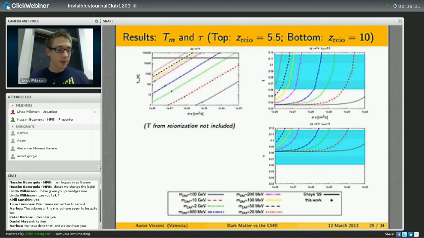So what are the results for the matter temperature? On the left, you can see for various masses, which are illustrated in the legend down here, the effect of increasing the annihilation cross-section on the temperature of the intergalactic medium. The axis is not very easy to read. This is at redshift 3, I believe.